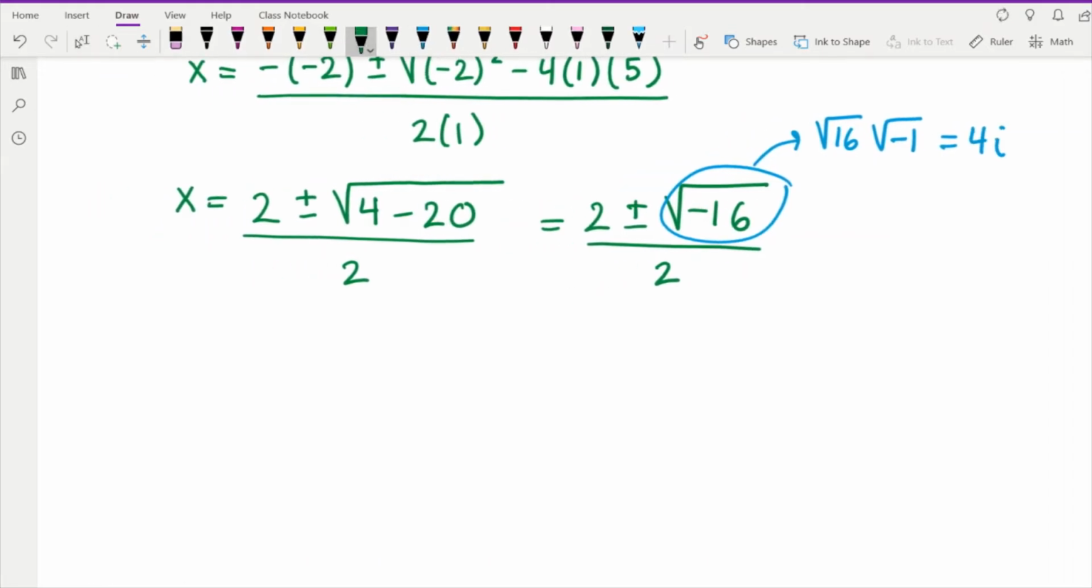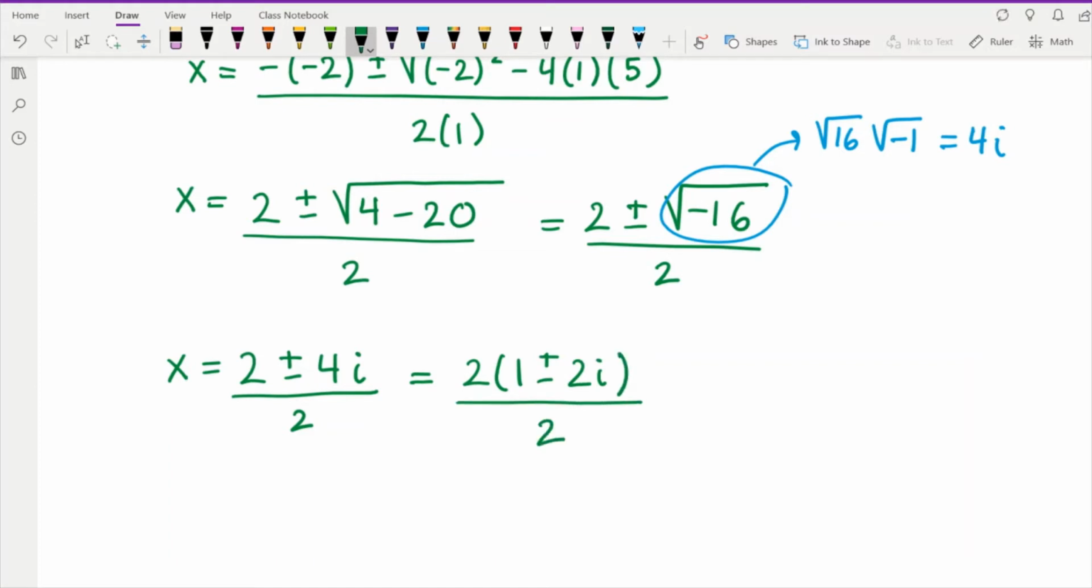And so now we can rewrite our solution as 2 plus or minus 4i divided by 2. To simplify this, we can factor out 2 from everything in the numerator. So it's 1 plus or minus 2i over 2. Now we can cancel out our 2, and we are left with 1 plus or minus 2i.